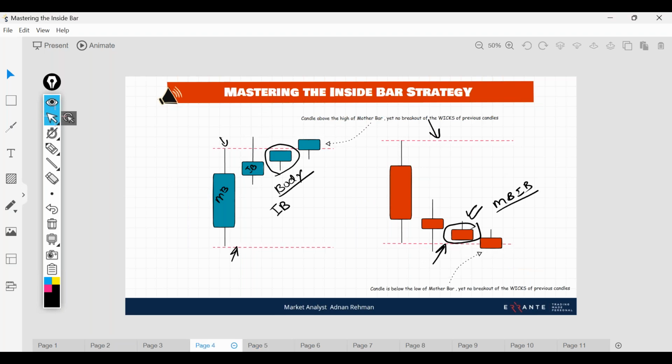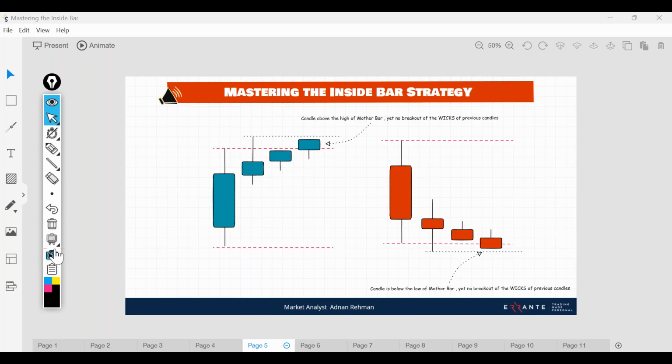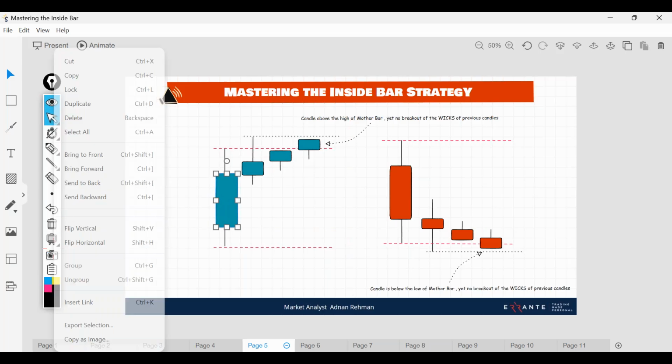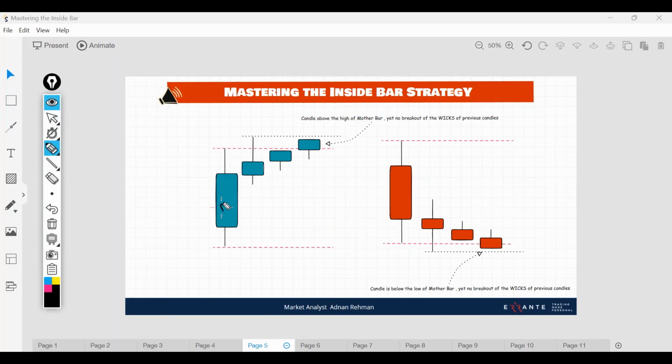The last one is this one. This is our MB, the mother bar. This is our inside bar. This one is also an inside bar, but we have another bar whose body is below this high. It has not engulfed or crossed the previous two, three, four wicks, all the wicks from this side moving towards the right. It has not broken above this wick level, so this one is also an IB. This is very, very important stuff, and in real charts you will understand the importance of this when you go for your trading. This is your IB as well.